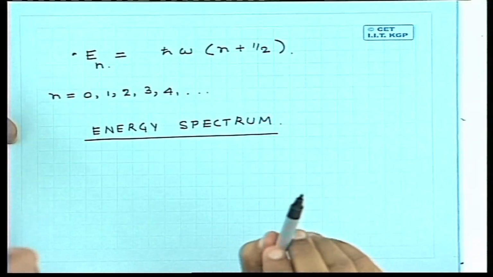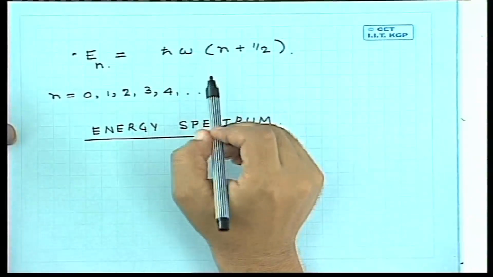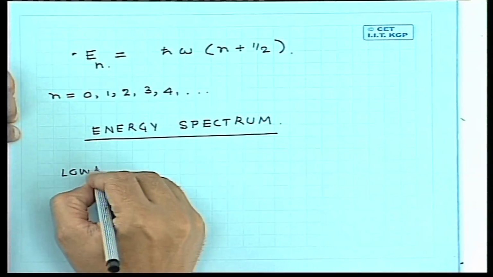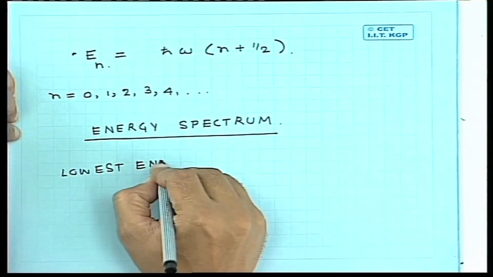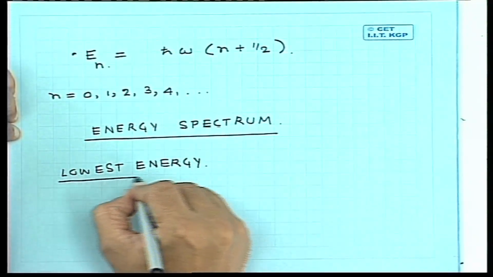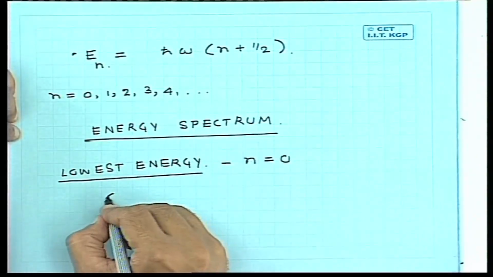The second point to note is that the lowest energy which you can have is n equal to 0. This is called the ground state.